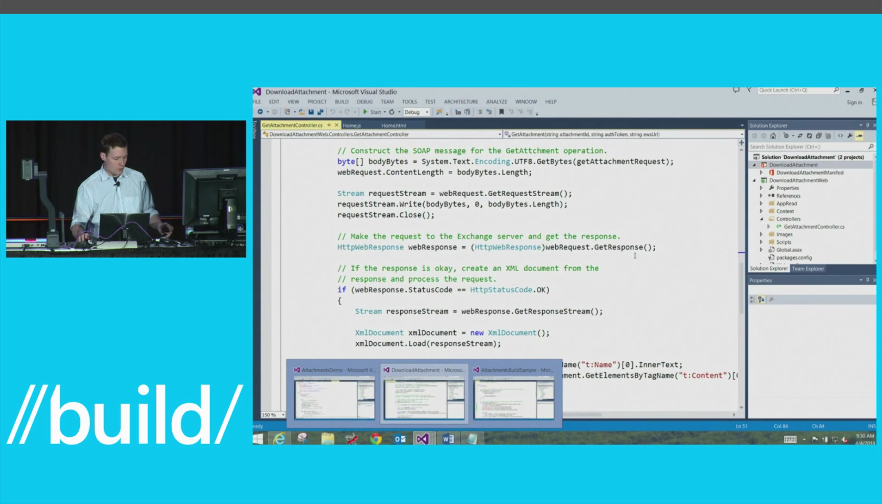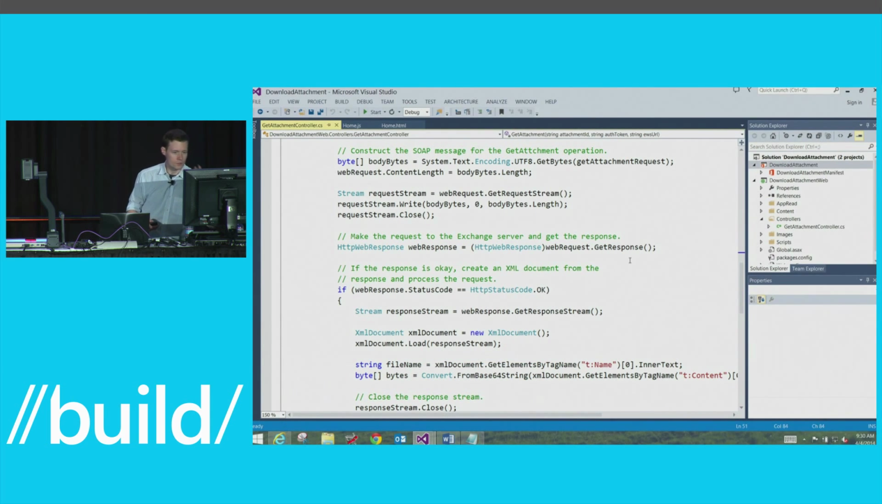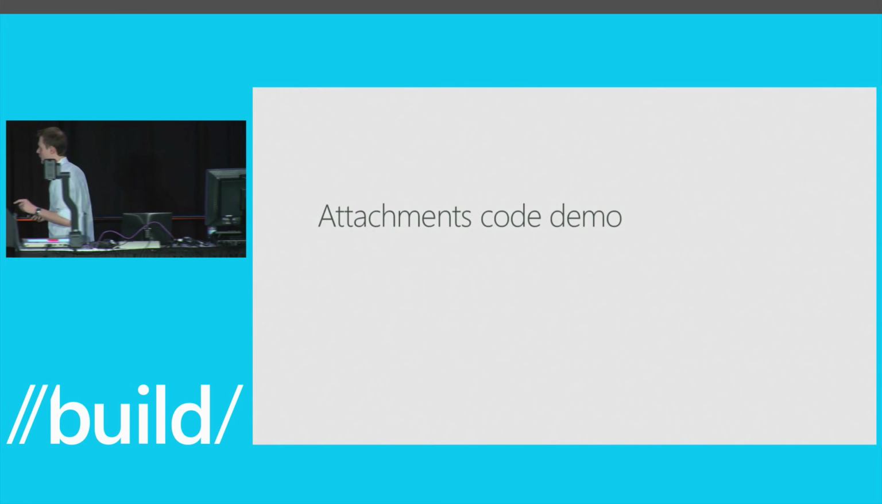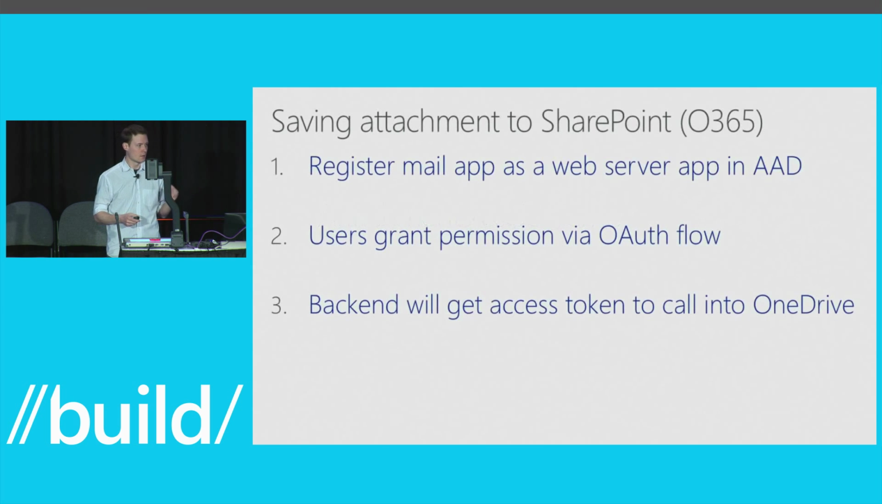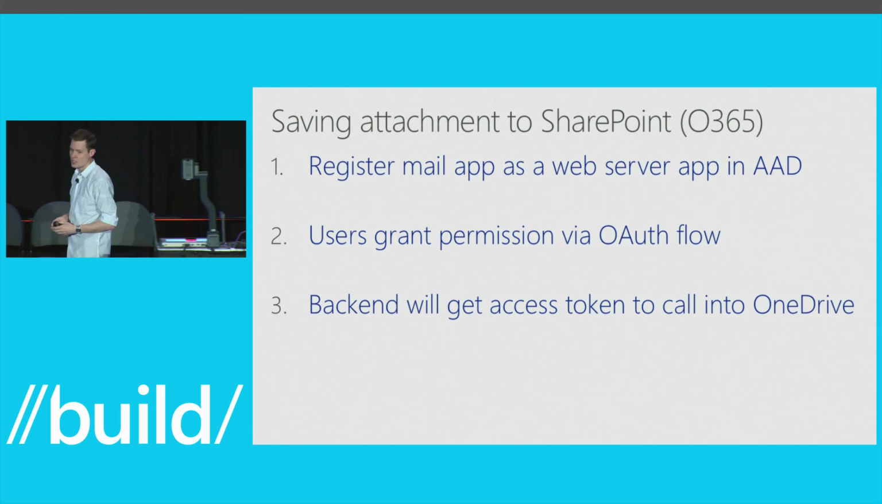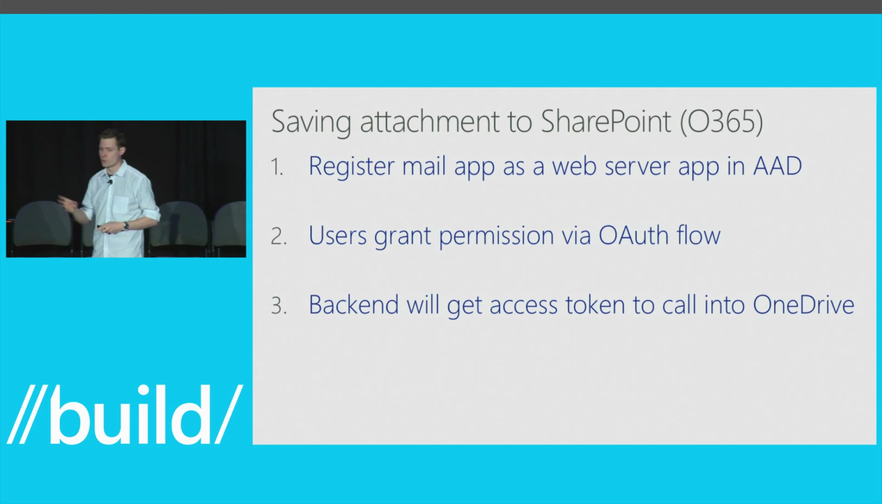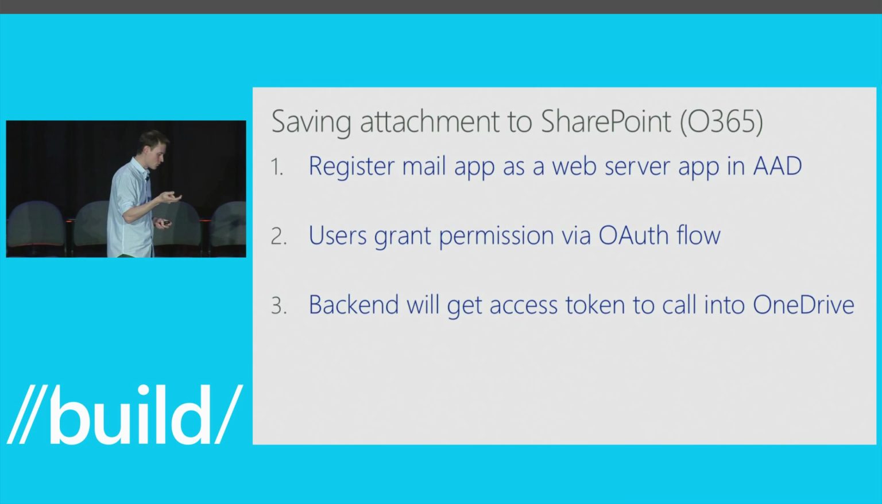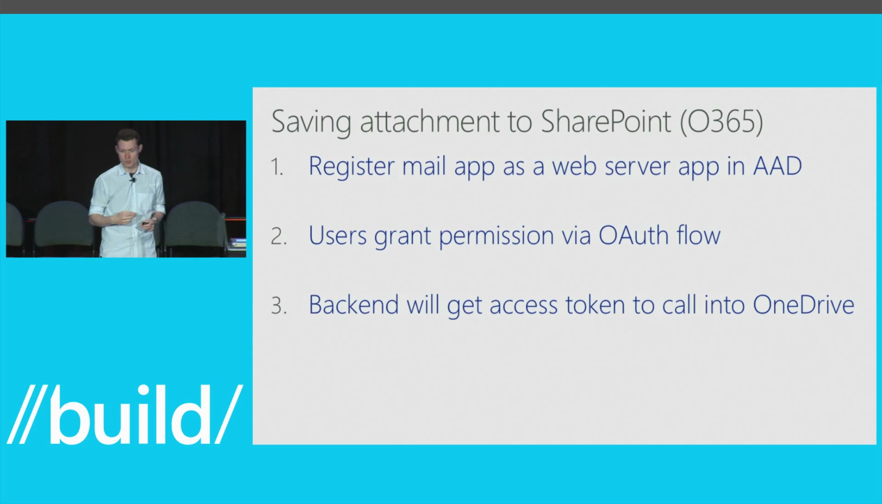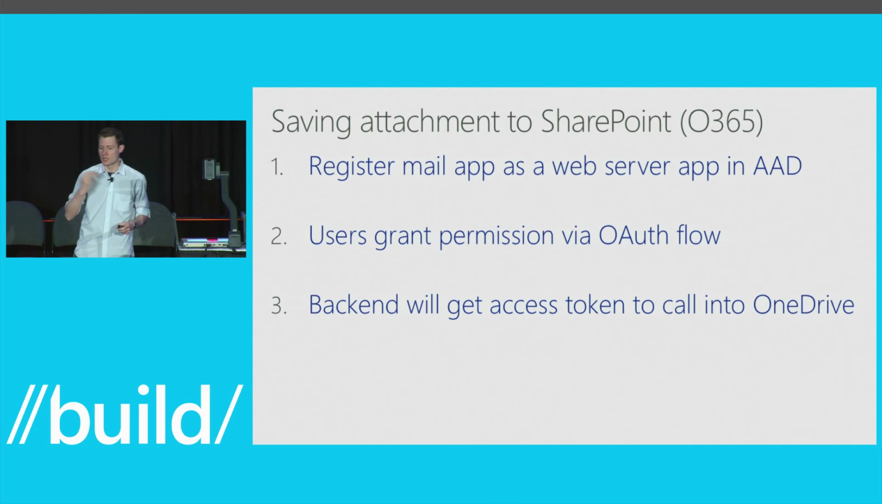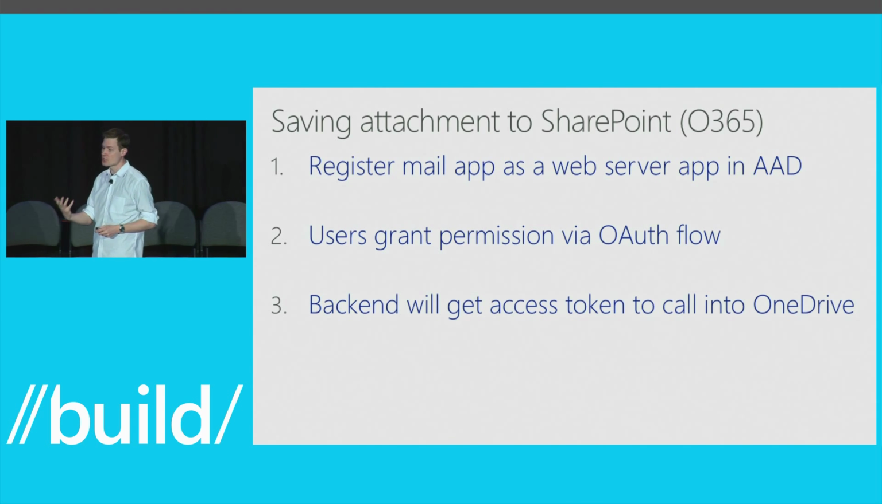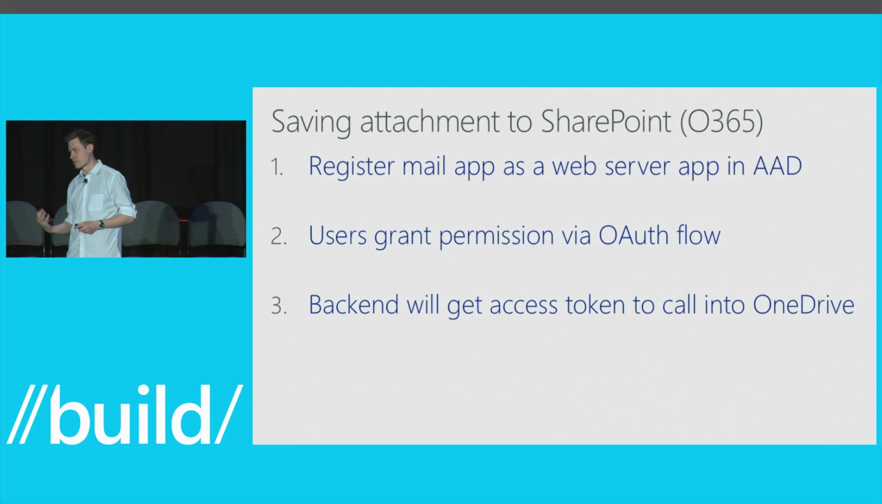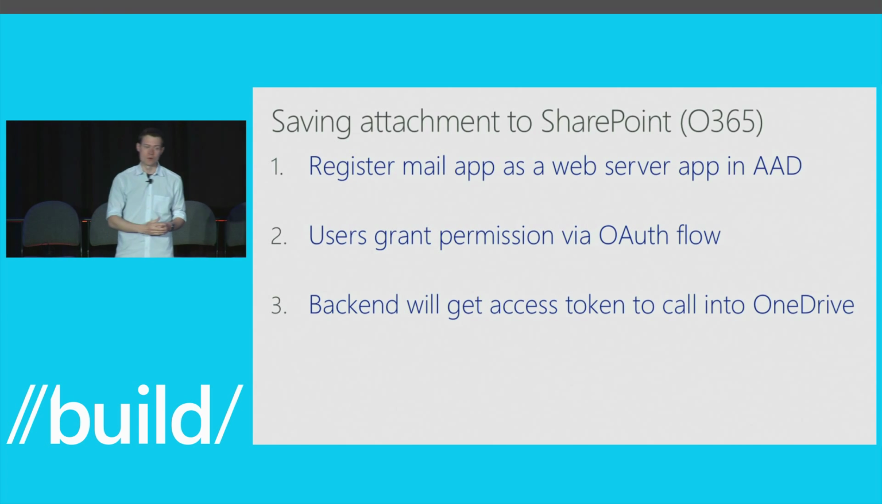But before I show you the code, we need to cover a couple of concepts real quick to understand how this is going to work. So in order to save an attachment to SharePoint or to OneDrive, and I'm going to show you how to do this in Office 365, I'm going to utilize the new REST APIs that SharePoint has exposed. And those depend on a couple of steps. First of all, I have to register my app as a web server app in Azure Active Directory.